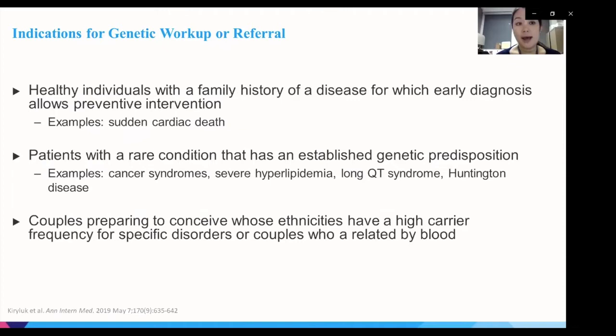The fourth is healthy individuals with a family history of disease for which early diagnosis would allow preventative intervention, so things like sudden cardiac death or perhaps a hereditary cancer syndrome. Patients with a rare condition that has an established genetic predisposition, so like severe hyperlipidemia or long QT syndrome. And then when it comes to the OB/GYN realm, patients or couples that are preparing to conceive, whose ethnicities have a higher carrier frequency for specific disorders, such as Ashkenazi Jewish population, or couples who are consanguineous.